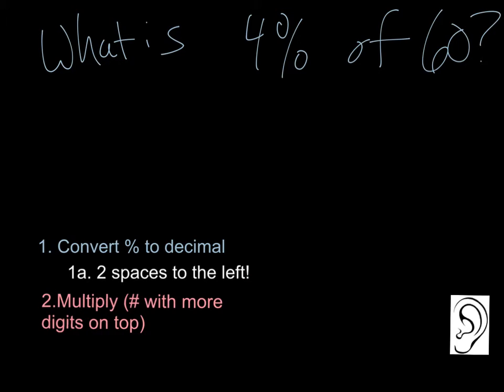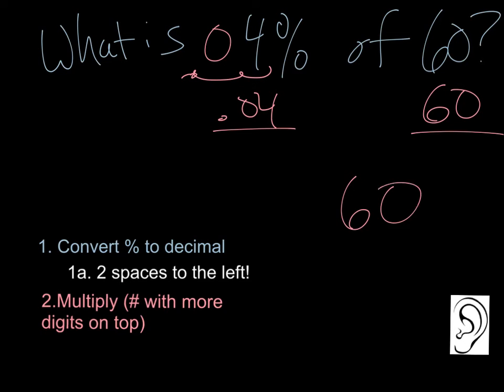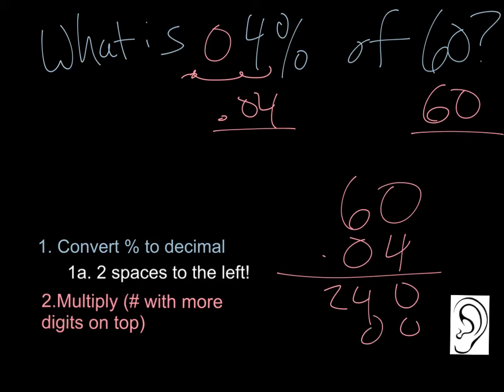So my decimal conversion, moving my decimal over 2 spots, I have to insert a 0 there. Therefore, my decimal is 0.04. My number is 60. Multiplying those, they both have 2 digits. I'm going to do the 60 on top. And now I can just carry out that multiplication just like normal. 4 times 0 is 0. 4 times 4 is 24. Drop down my placeholder, 0 and 0, to get a grand total of 240.